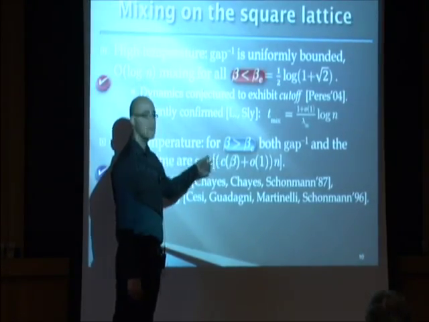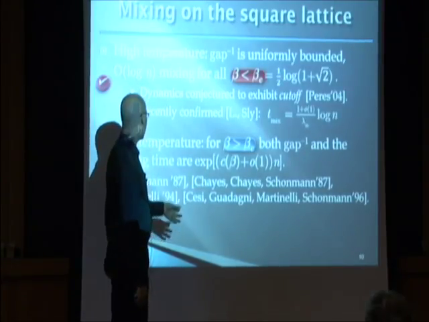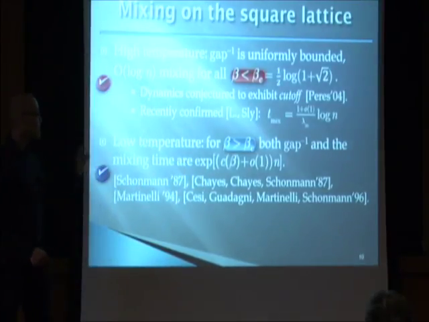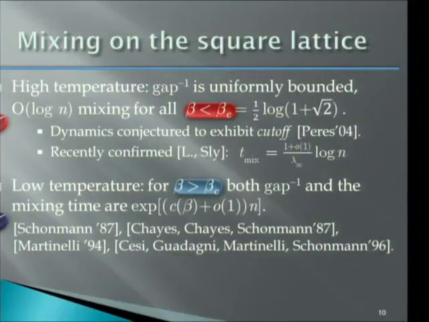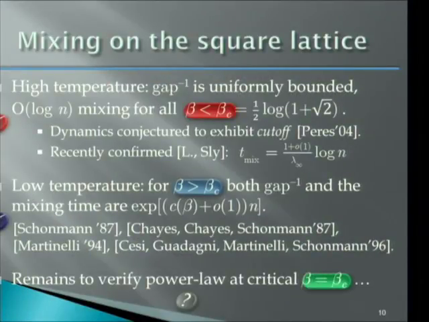This is in terms of the surface tension. And we have that exactly what we expect to happen happens for any beta larger than beta critical. And the only thing that remains is to verify the power law at criticality, beta equals beta c. So is this clear so far? So we have the entire picture in 2 dimensions, except for the power law at criticality.